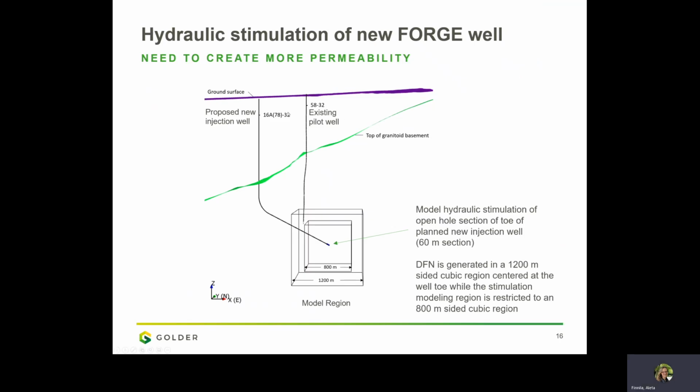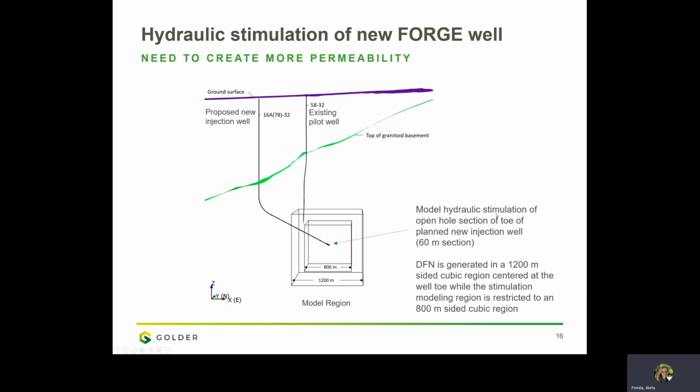What you're seeing here is a side view of the Forge site. Here's the ground surface up here, sloping just a little bit up to the east towards the Mineral Mountains. And here's that well 16A, which goes down vertically here and then extends laterally towards the east. In green here, this is the top of the granitoid basement. It's alluvial fill above there. So when we're creating our DFN, we're only concerned with the fractures created in this host reservoir rock in the granitoid basement. So we don't include any fractures in the alluvium. And we also show the existing well, the pilot well that we have the FMI data for, 58-32. It's mostly a vertical well in this location.